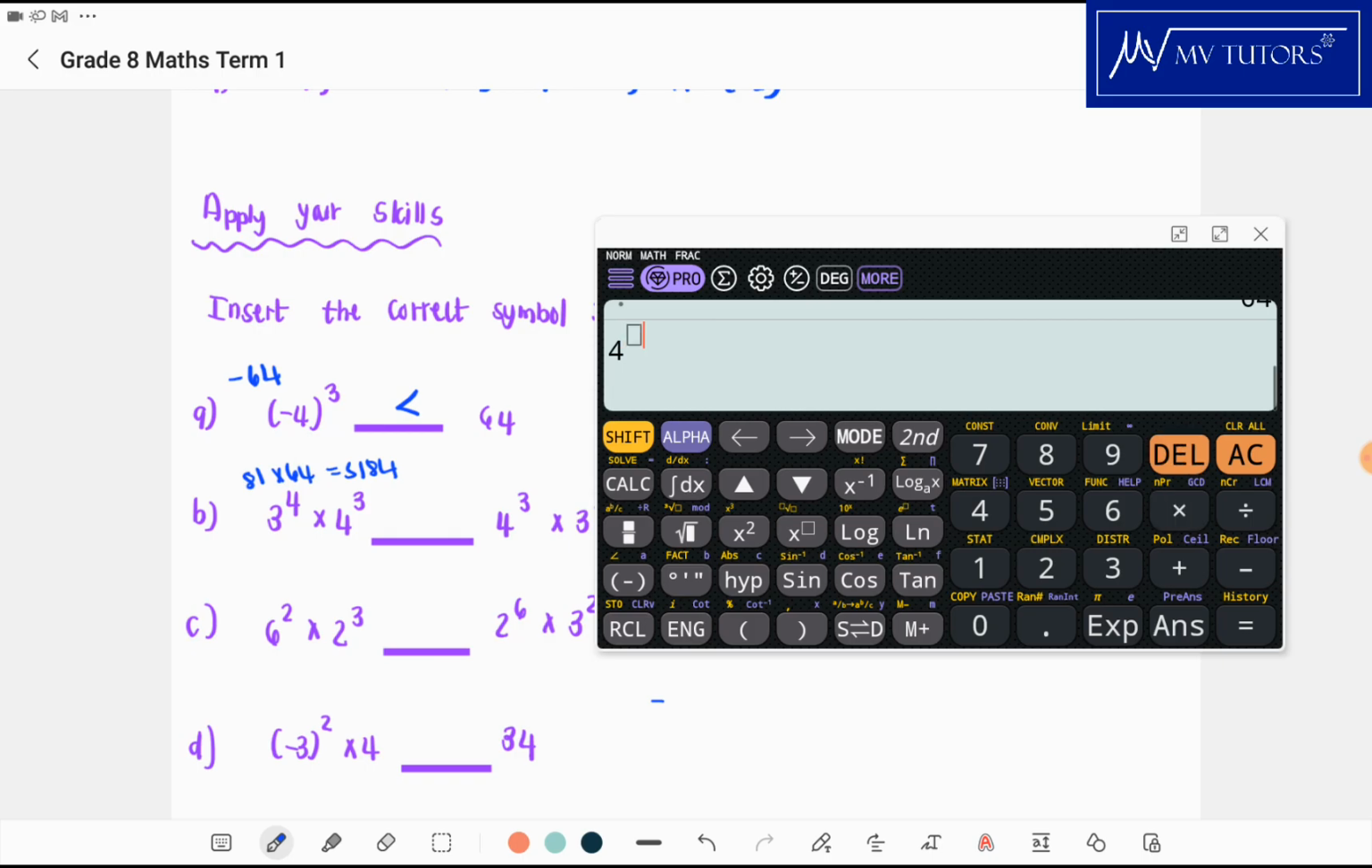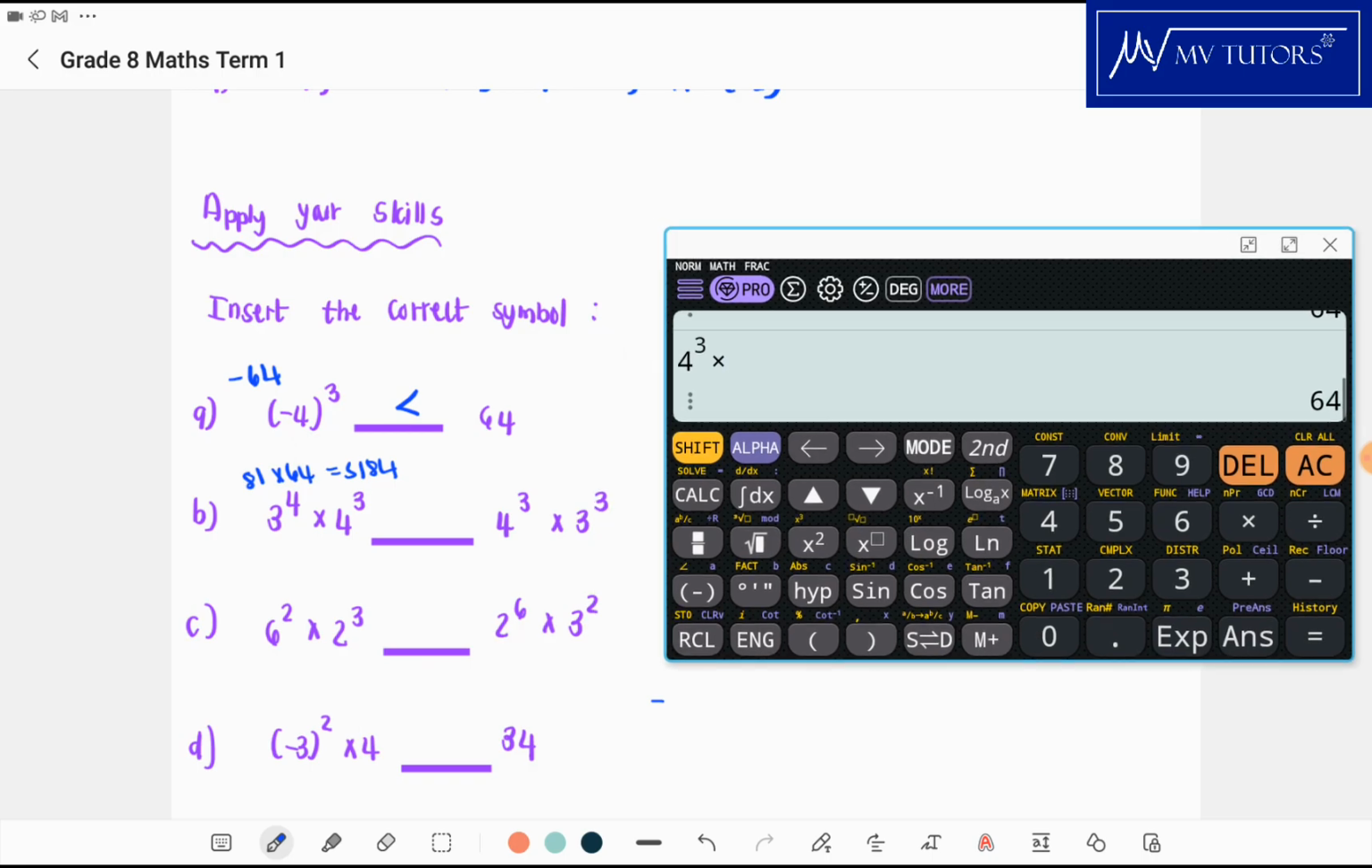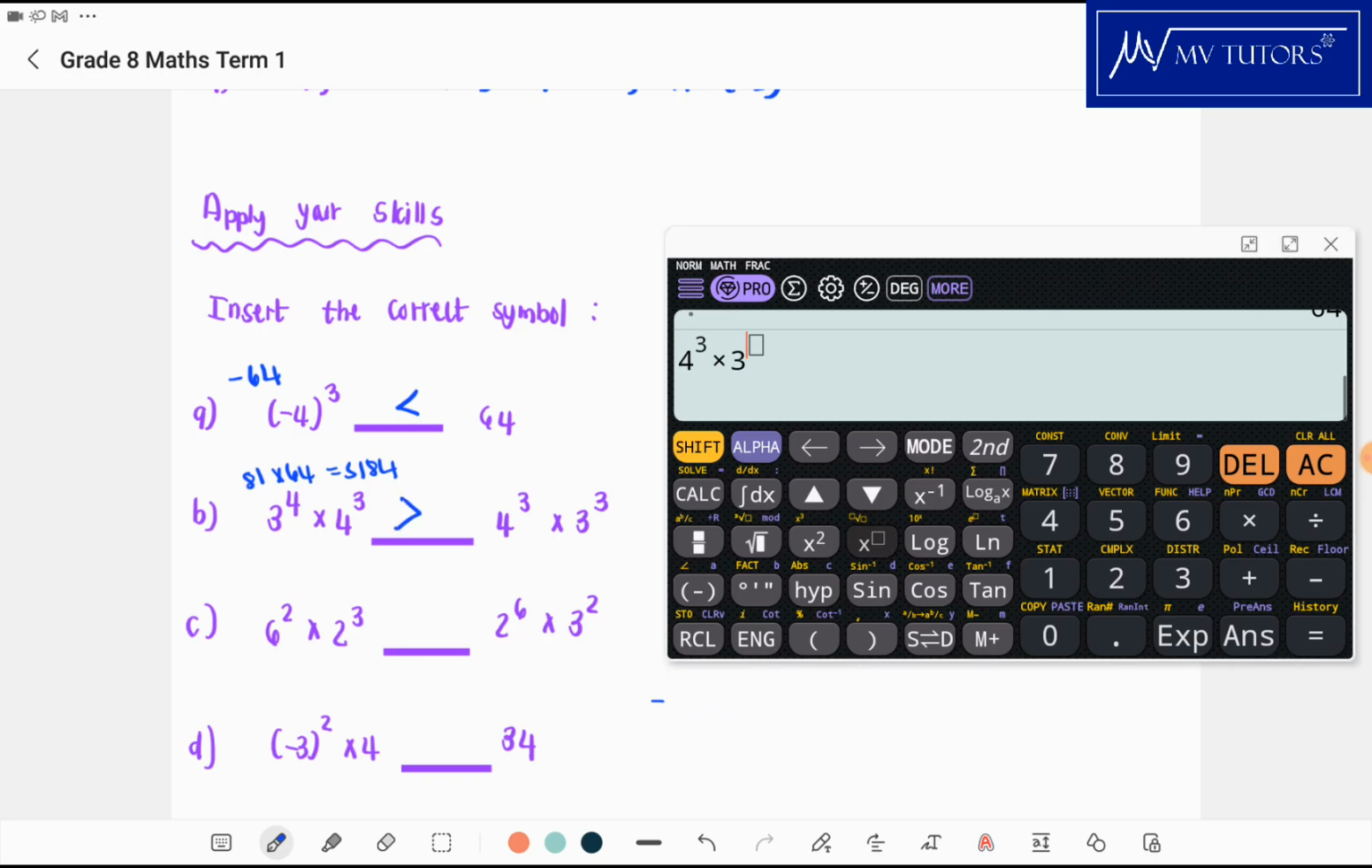Now I'm going to just put the rest in the calculator. 4 to the power 3 multiplied. We already know 4 to the power 3 is 64. Multiplied by 3 to the power 3. 3 to the power 3 is less than 3 to the power 4. So we already know that this is bigger. But anyway, let's continue. 3 to the power 3, that is 1,728. So definitely that is smaller than 3 to the power 4 times 4 to the power 3.